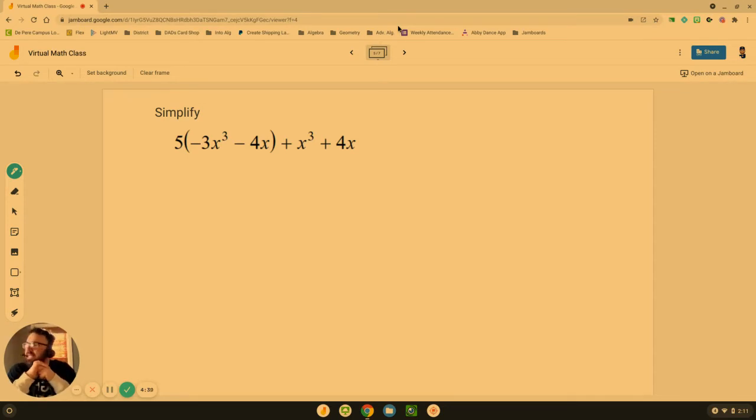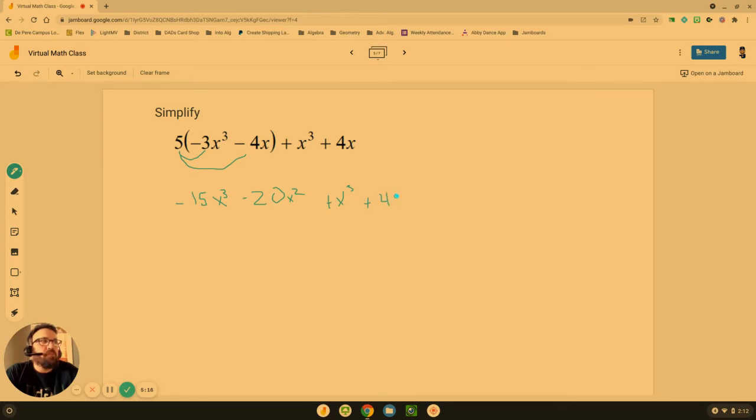Anytime that you see a number out in front of the parentheses, that means to distribute to anything on the inside of the parentheses, or to multiply. So 5 times negative 3x cubed is negative 15x to the third. And 5 times negative 4x is negative 20x. So that's how that first parenthesis changed, by distributing the 5. And then I'm going to bring down the other two pieces, plus x cubed plus 4x.